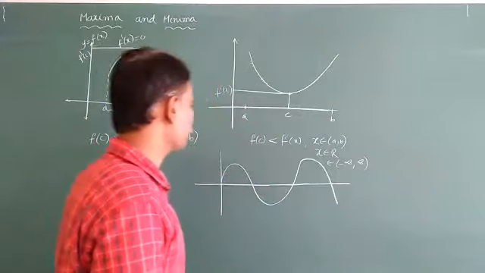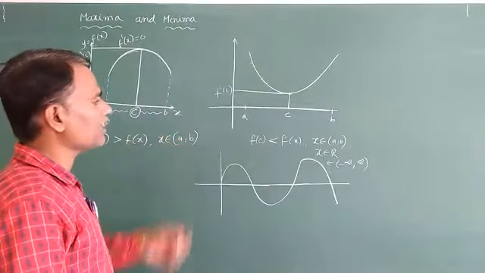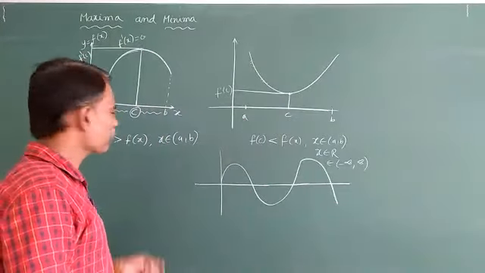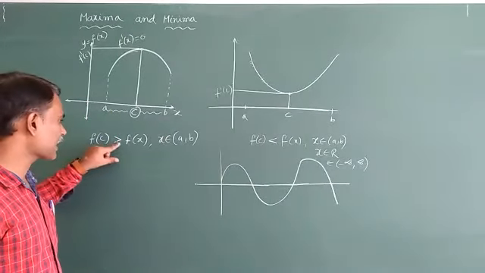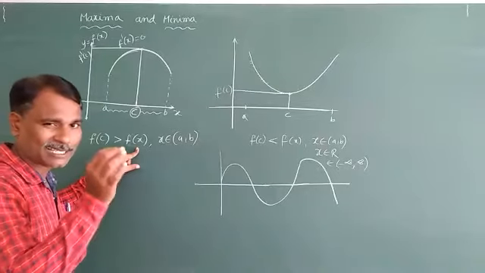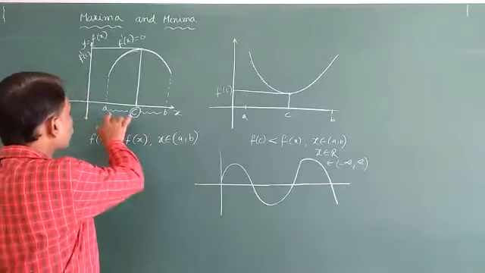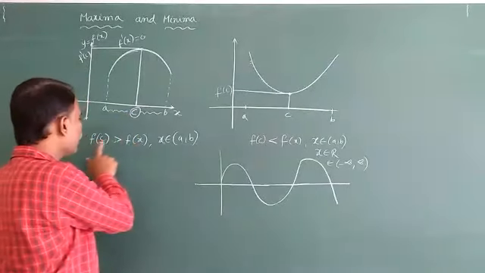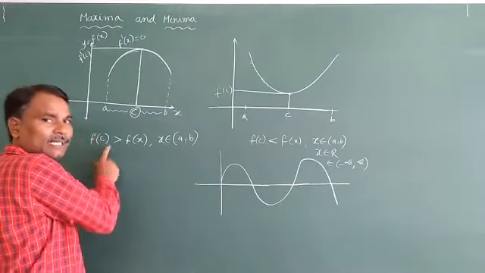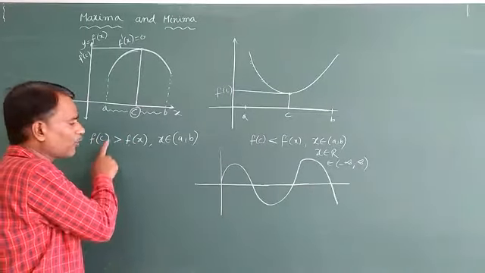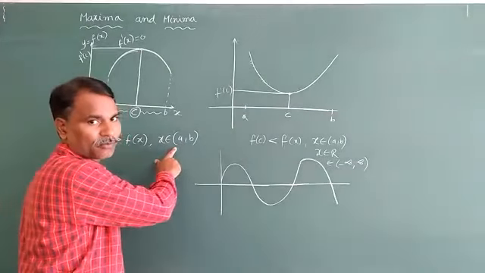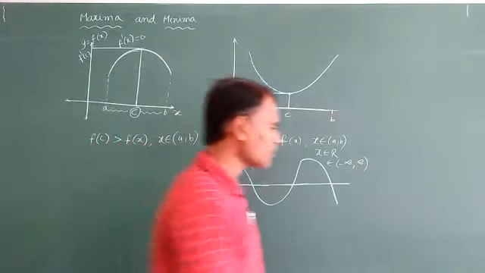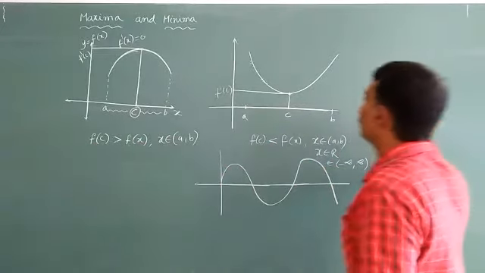Okay guys, this is the maximum and minimum. How do you say maximum? f of c is greater than f of x. Just calculate one value compared to all the remaining values; the one which always gives the greatest value is the maximum value for that interval. This is the maximum and minimum.